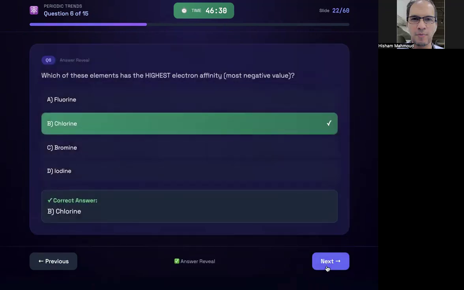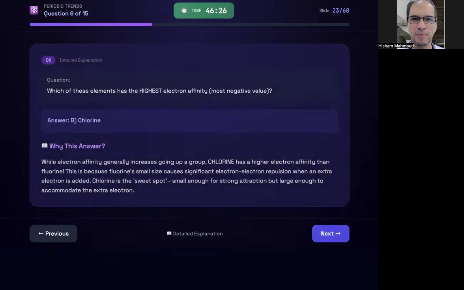Which of these elements has the highest electron affinity? It's of course chlorine. Chlorine is the easiest one to accept an electron because while electron affinity generally increases going up a group, the chlorine has a higher electron affinity than the fluorine. This is because fluorine's small size causes significant electron-electron repulsion when an extra electron is added. Chlorine is the sweet spot, small enough for strong attraction but large enough to accommodate the extra electron.